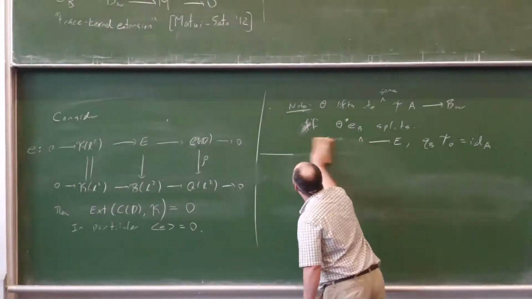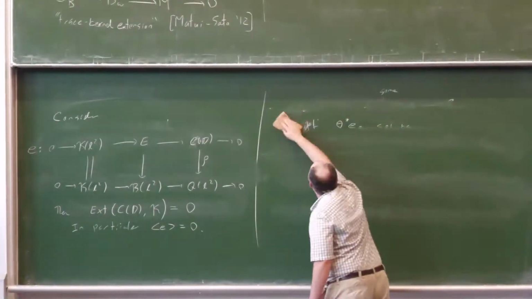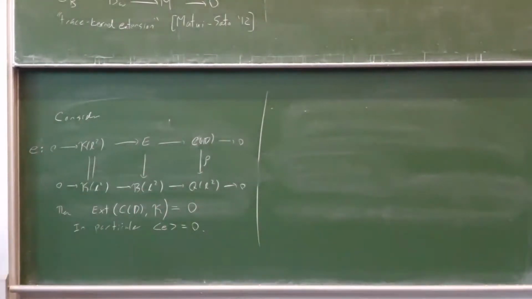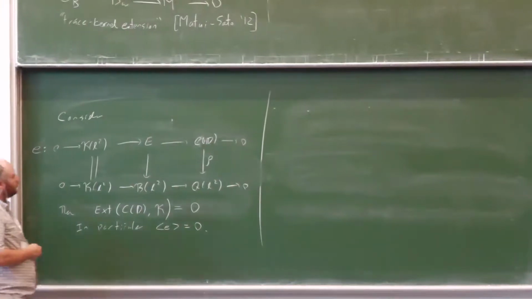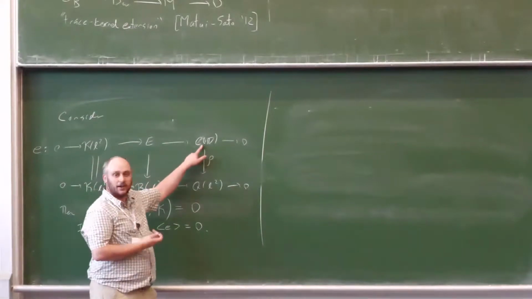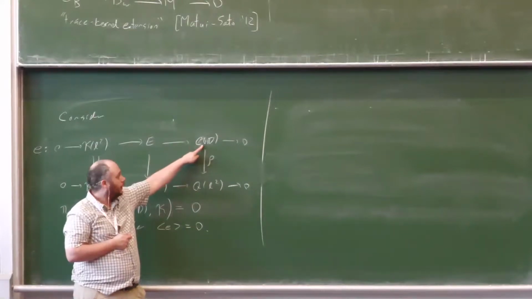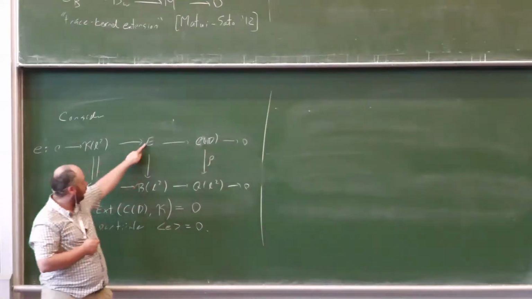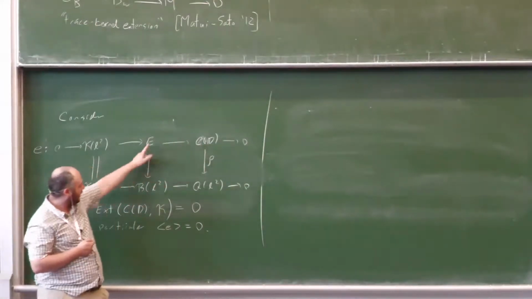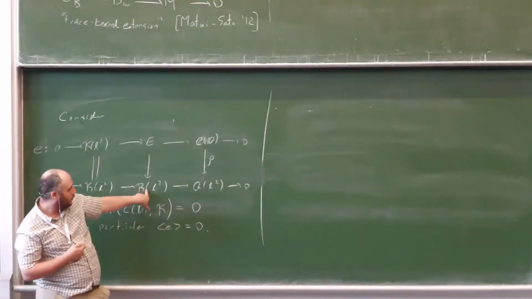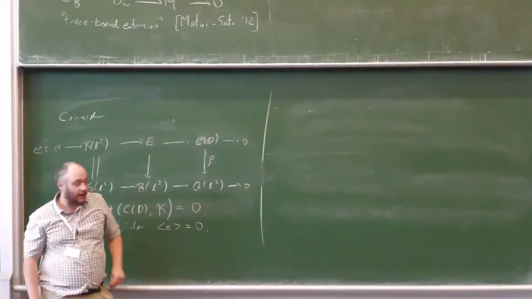But I claim it can't actually split. So think about what a splitting would give you. I mean, that's generated by a normal contraction. So you really only care what happens to the generator. If you had a splitting, your generator would go back to E, then down here you'd have a normal contraction, which is a compact perturbation of the unilateral shift.